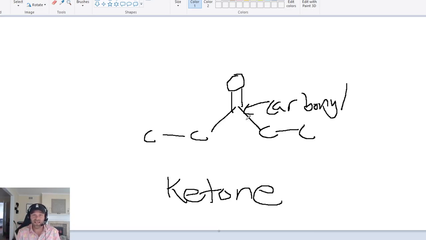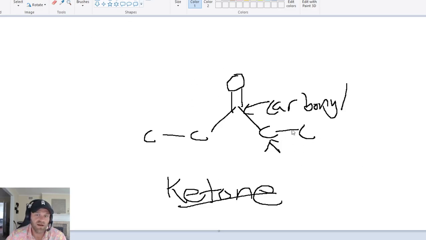So aldehydes have a carbonyl and ketones have a carbonyl. Esters do as well, carboxylic acids. A lot of different functional groups have that carbonyl with the double bonded O. So your job is just to distinguish whether it's a ketone or an aldehyde. If this right here is an H, a hydrogen atom, then this will be an aldehyde.